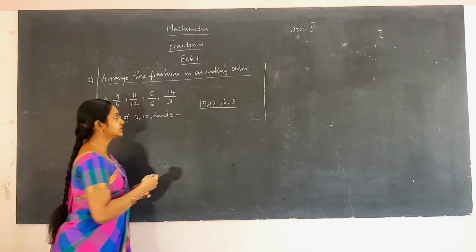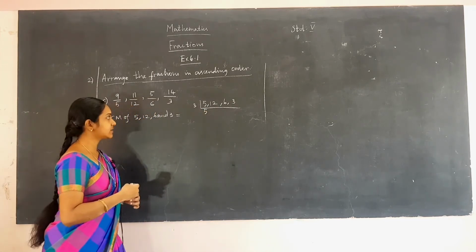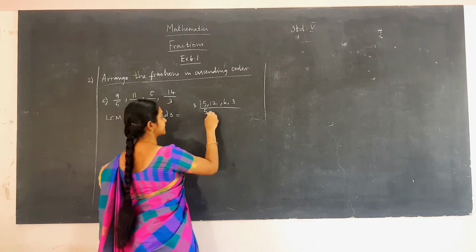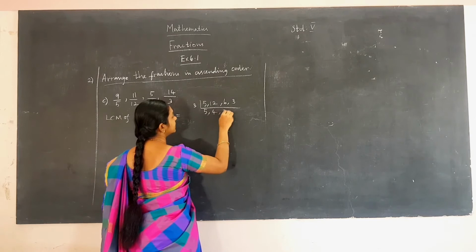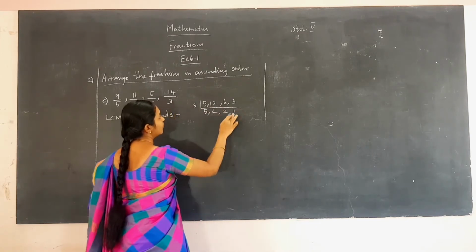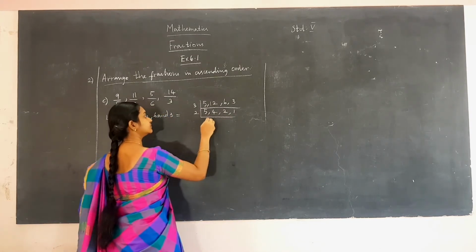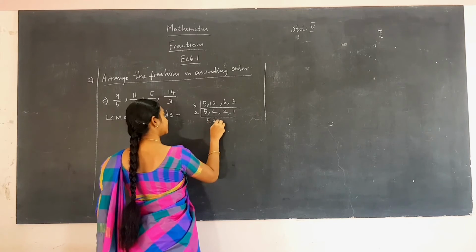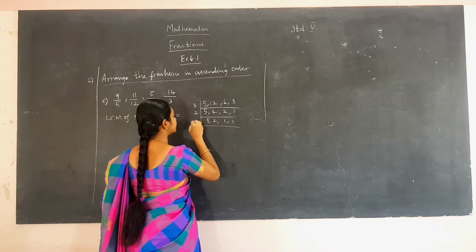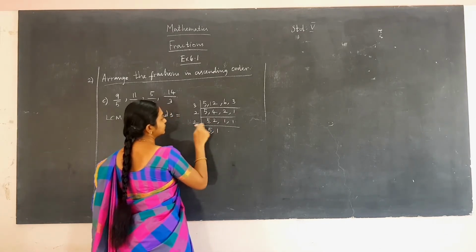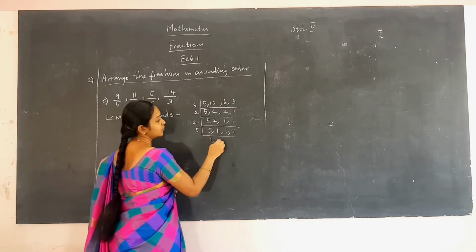First, let us factorize it with 3. We cannot factorize 5 with 3, so keep 5 as it is. 4 3s are 12. Next, 3 into 2 is 6. 1 3 is 3. Next, factorize it with 3. 2 into 2 is 4. 1 2 is 2. Again factorize it with 2. 1 2 is 2. Now factorize it with 5. 1, 1, 1, 1.